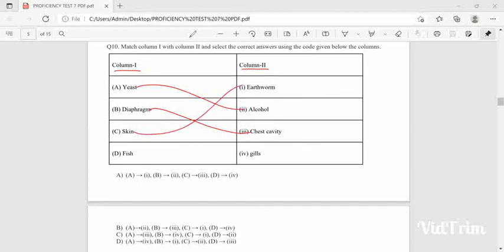So if we look at the four options, then option B is correct. Yeast will go with alcohol, diaphragm will go with chest cavity, skin will be matched with earthworm, and lastly fish will be matched with gills. So the correct option is option B.